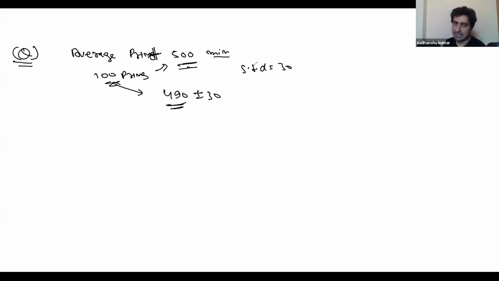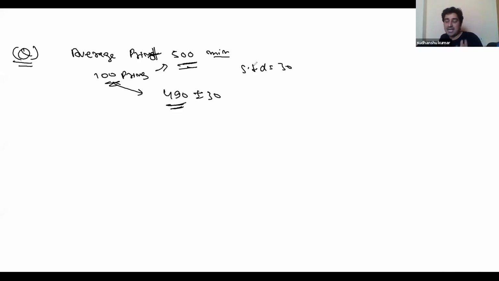Now I have to take a decision whether I should buy this cartridge from this manufacturer or not. This is the kind of decision I'm supposed to make. I think the problem statement is very much clear. There is a manufacturer who manufactures cartridges for printers, claiming every cartridge will give you a print of 500 pages. What I have done is select 100 different printers, and when I tested it, on an average every printer was able to give me 490 plus minus 30.